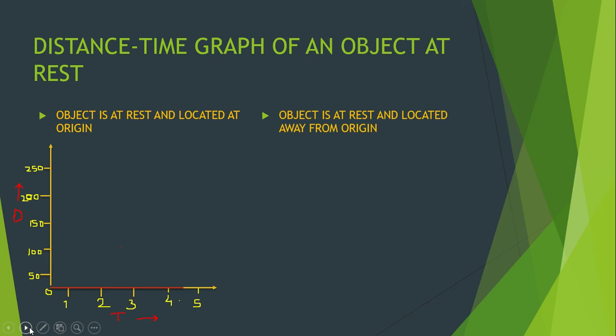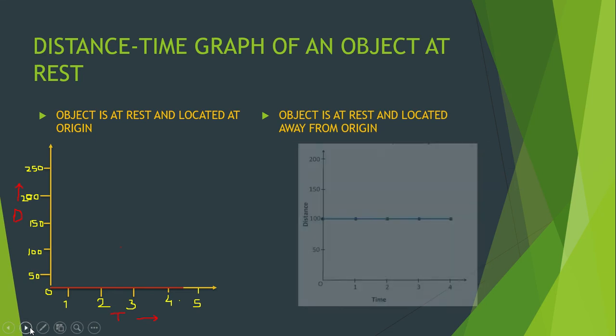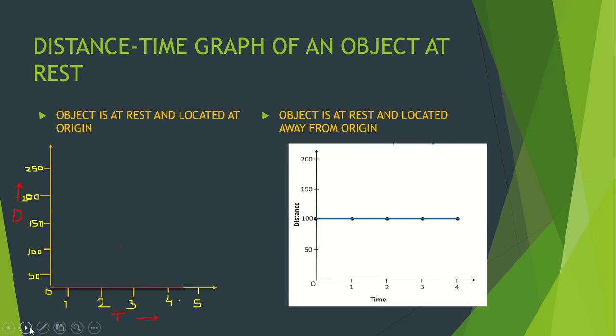Next graph you have here, object is at rest and located away from origin. So the graph will look like, you can see here in the picture, on x-axis we have taken time, whereas on y-axis we have taken distance. So after 1 unit time, the object is located 100 units away from the origin. After 2 unit time, means it can be 2 seconds or 2 minutes, it is again at the same position, that is 100 meter away from the origin.